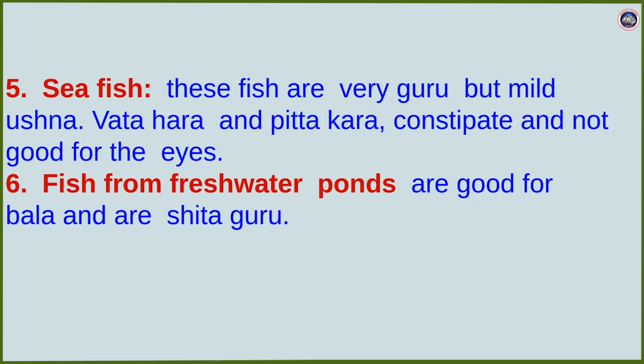But on the whole, it is good for eyes, you can see easily. Because cod liver oil and sea fish liver oil are good sources of A and D vitamins also. So they know that it is good for eyes also. And fish from freshwater ponds are good for Bala and Shita and Guru. Freshwater pond fish are good. That can be consumed at any time.